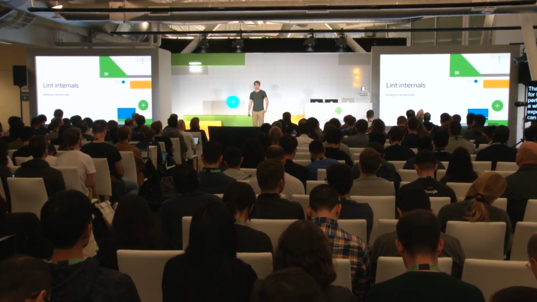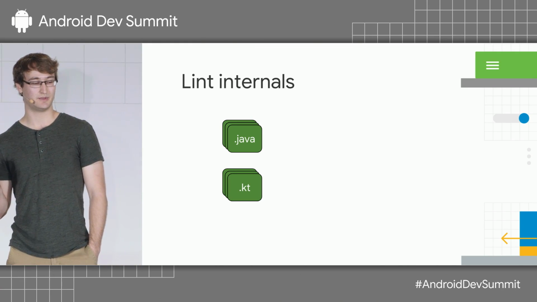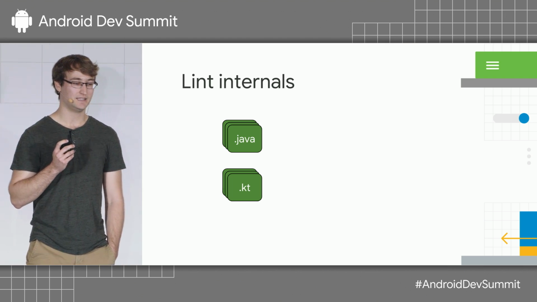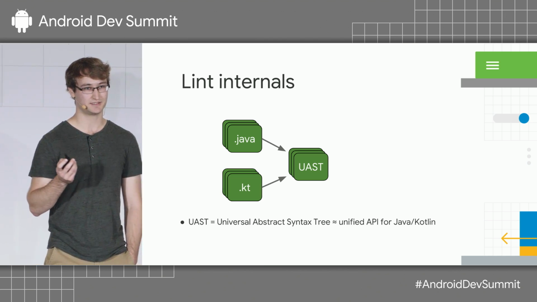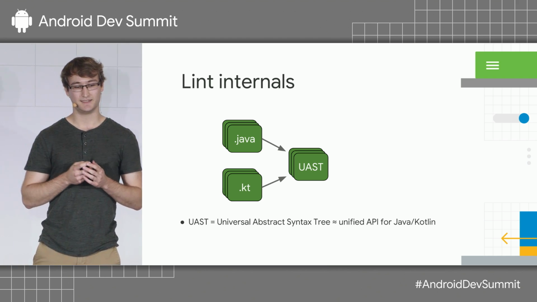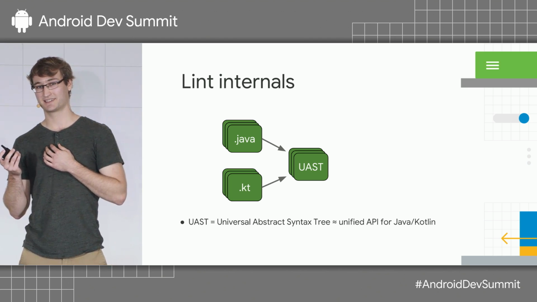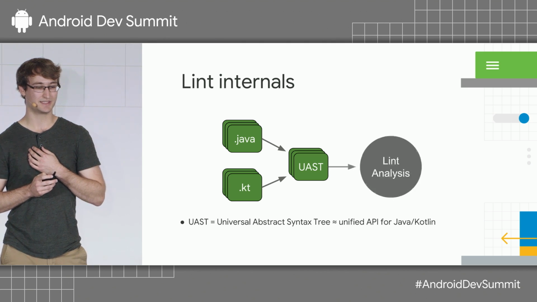So next I'll talk about lint internals. This part's really cool. The way lint works is it starts out by parsing your source files. So maybe you have some Java, Kotlin lying around, and it builds the abstract syntax tree. The first thing we do with that is wrap it in something called UAST, which stands for Universal Abstract Syntax Tree. If you've dealt with these kinds of things before, that might sound pretty familiar. But this step is really important because it means that when you write a check, you only have to write it once, and it works on both Java and Kotlin. And that's really convenient, actually.